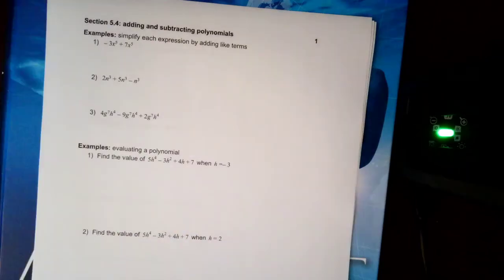Hello everyone, thanks for stopping in, and today we're going to be talking about Math 100, section 5.4, and here we're going to learn how to add and subtract polynomials.